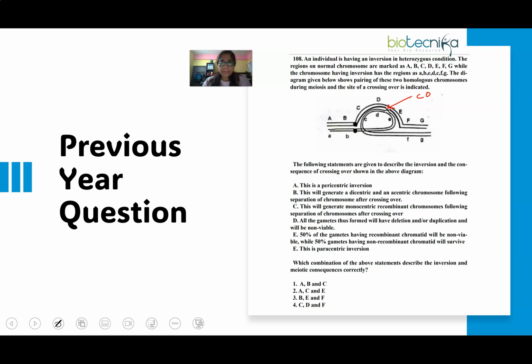Now, from which topic is this coming? As I told you, it comes from chromosomal aberration. Inversion is a type of chromosomal aberration or chromosomal mutation in which a segment of the chromosome is inverted. Now, if inversion happens in heterozygous condition, heterozygous condition means only one of the homologous chromosomes has the inversion, whereas in the other member of the homologous pair, the arrangement of genes is the same.